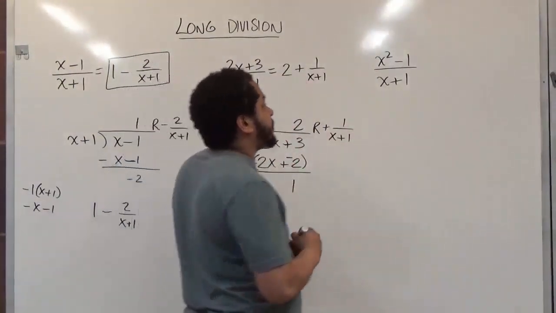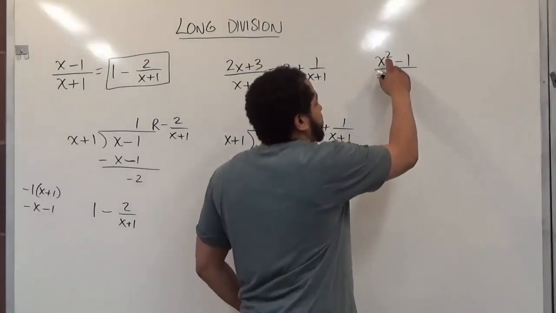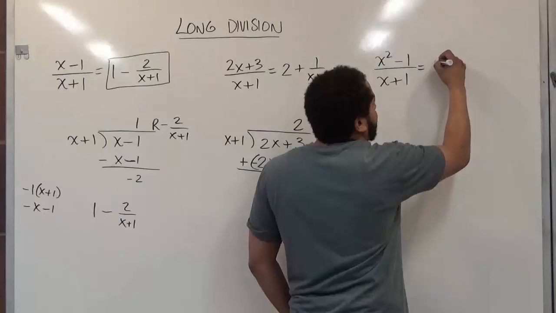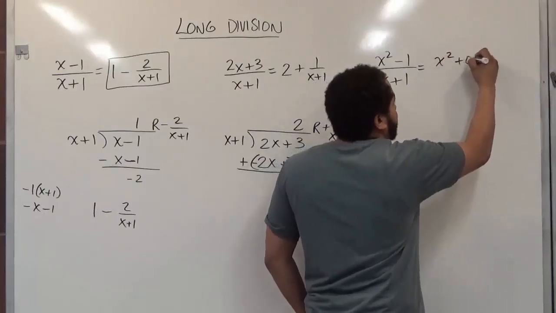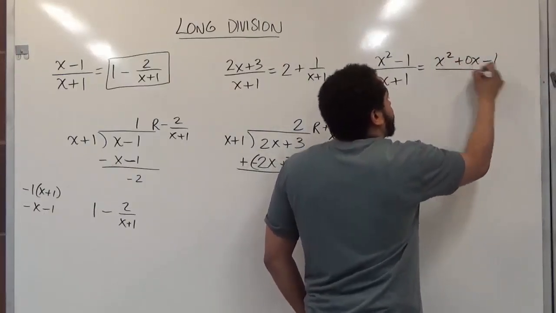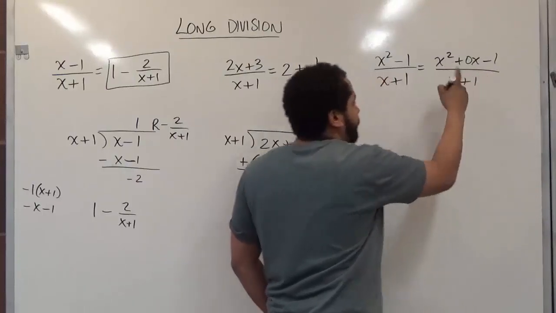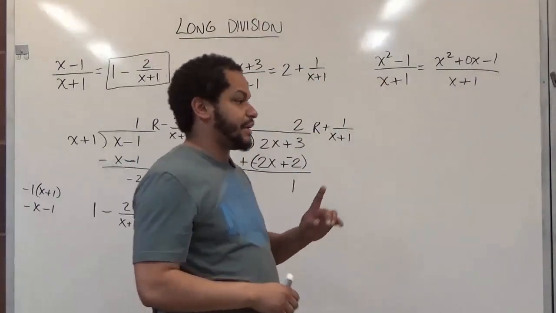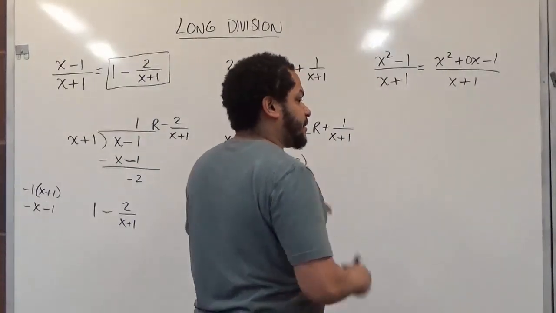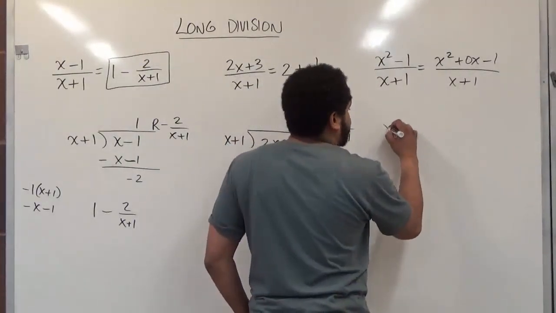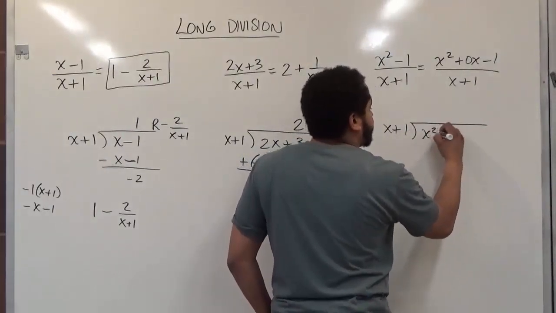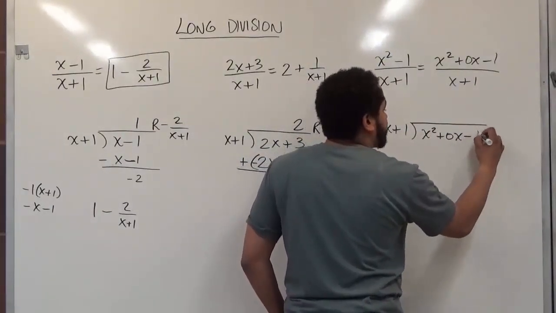The 0x, right? Because the terms go in descending order from the highest power of x all the way to the constant. So here we have x squared plus 0x, take away 1, over x plus 1. And now this is ready for long division. Without taking this step, there's no way that we could do long division, all right? So the first step, we put the x plus 1, and we're going to divide x squared plus 0x minus 1.